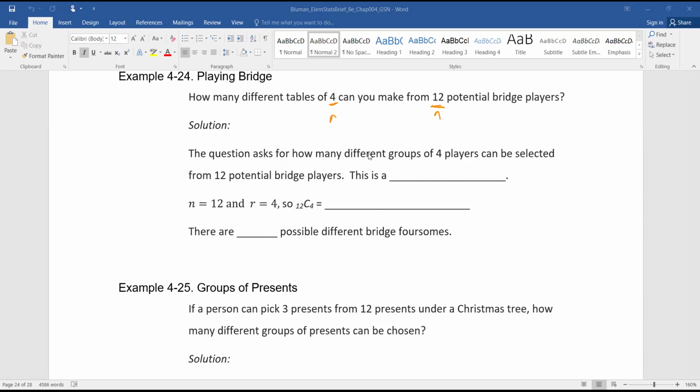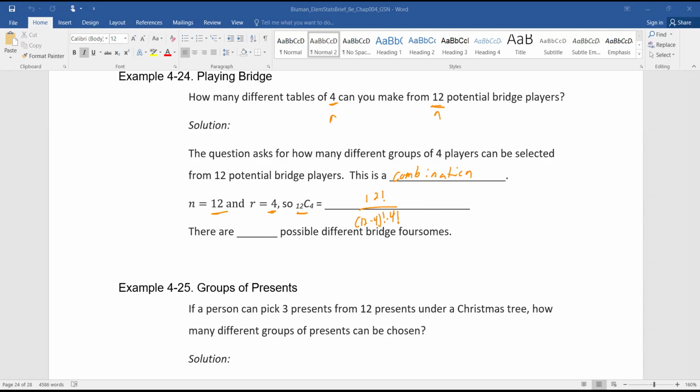So the question asks how many different groups of 4 players can be selected from 12 potential bridge players? This will be a combination. So that's what we have to do first: determine if it's a combination or a permutation. I see that my n is 12, my r is 4, so it's going to be 12 factorial divided by 12 minus 4 factorial times 4 factorial. So that's that extra step in the combination formula.